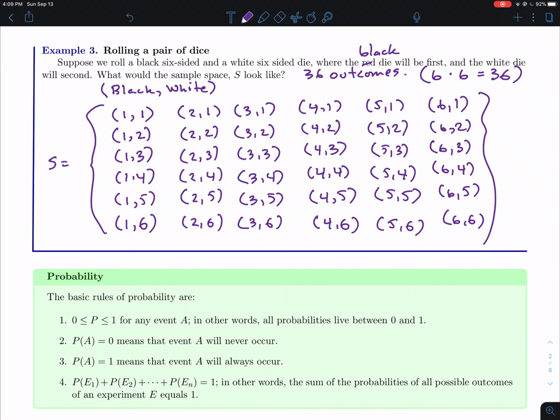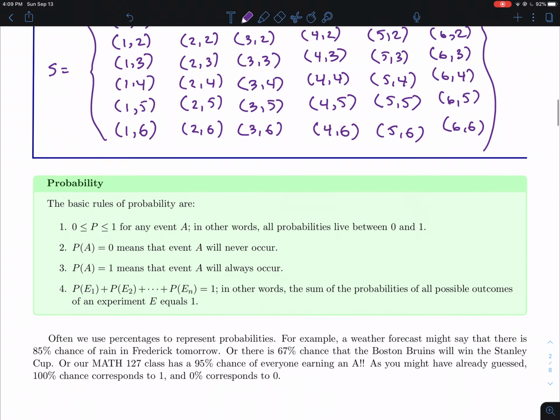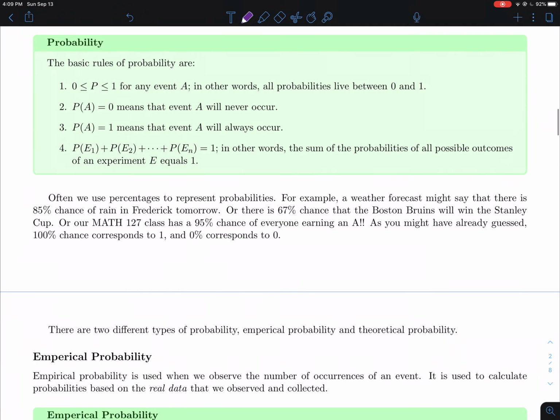So again, that's all for sample space right now. It's just a way of writing out all the different possible outcomes that are there. So just be careful when you're writing them out that we don't miss anything. So now let's actually get into how we calculate probabilities. In this case, we're going to need some rules first.